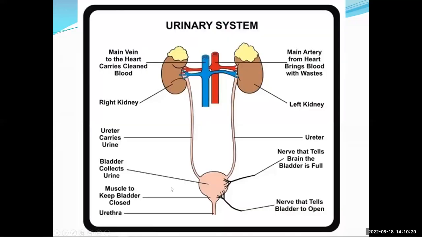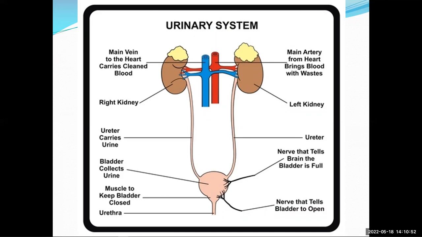So here we see diagrammatically the structures which we just looked at. Kidneys. Why do we have two kidneys? One word beginning with B. Backup, very good. Could we live with one kidney? Yes. The answer is yes.